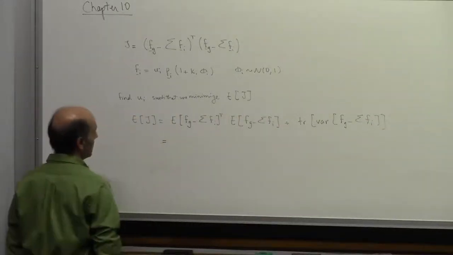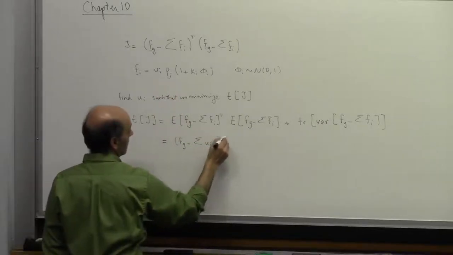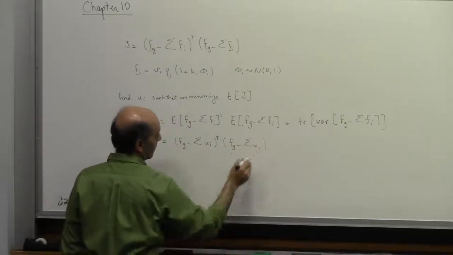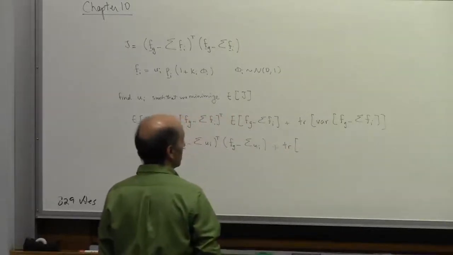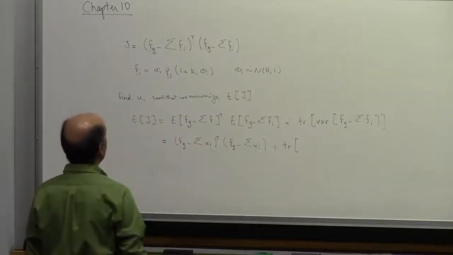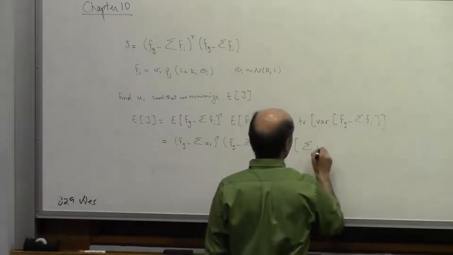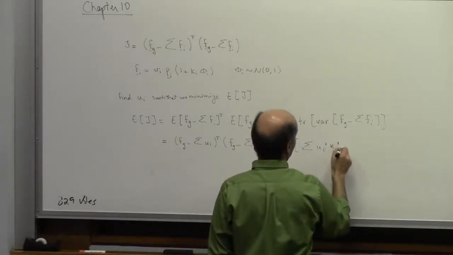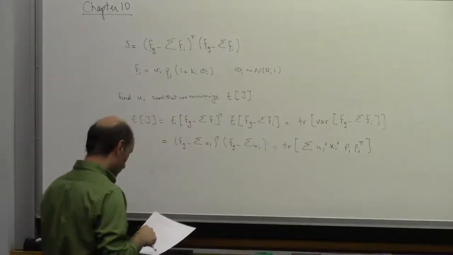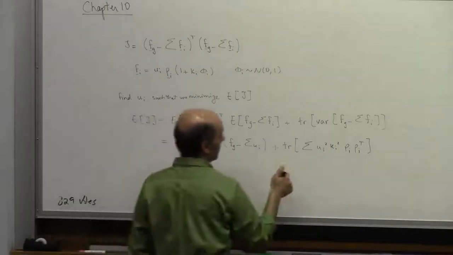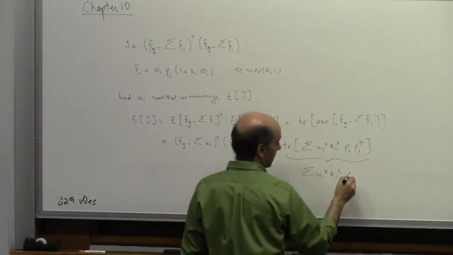So the expected value is going to be Fg minus sum of ui pi. Plus this term here, the trace of the variance of Fg minus sum of Fi, is going to be the trace of the sum of the variance of Fi, and that is ui squared, ki squared, pi pi transpose. Which, this trace here is just going to be the sum of ui squared, ki squared, pi transpose pi.